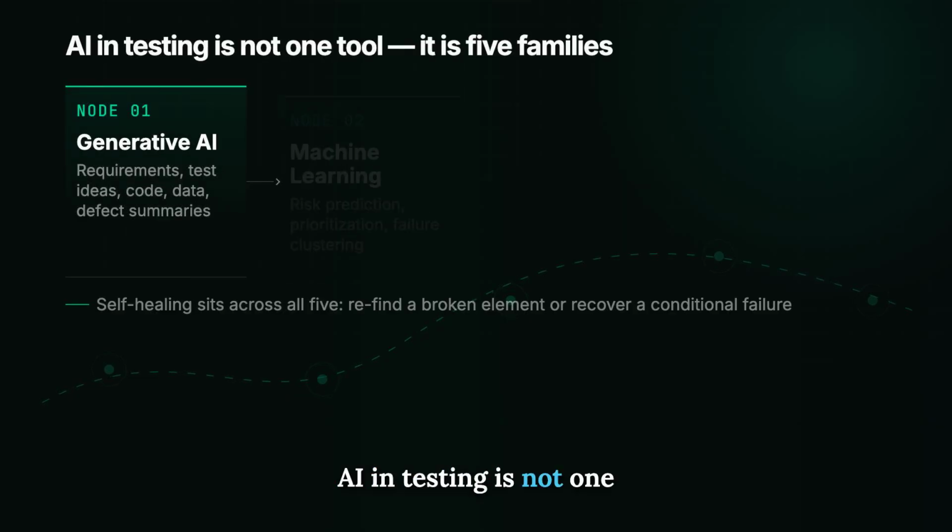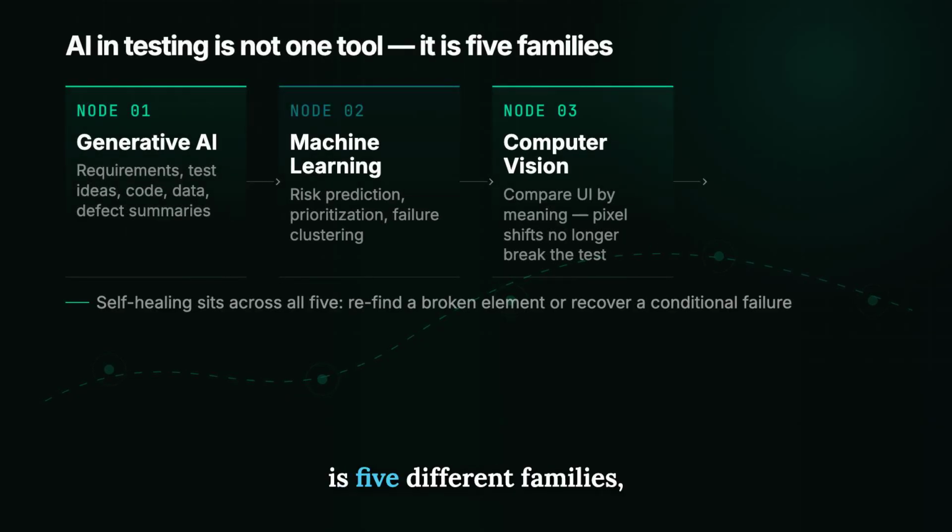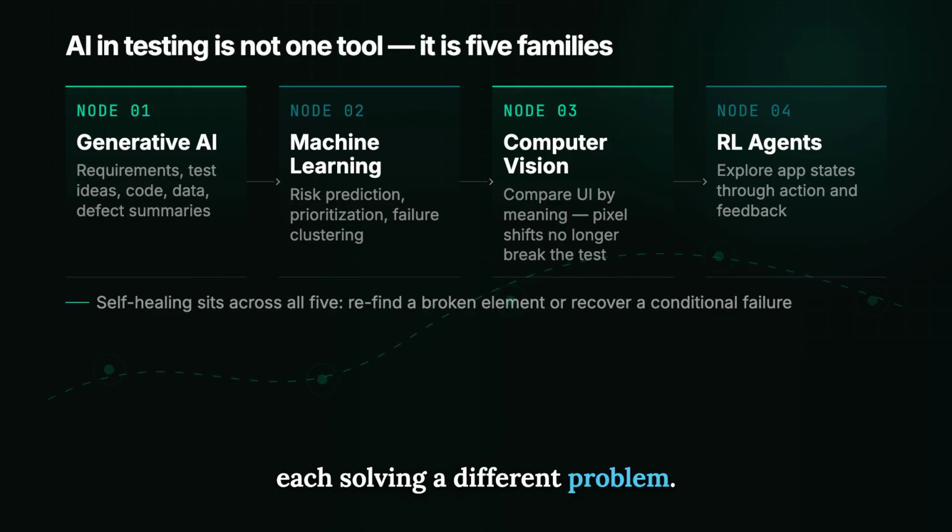AI in testing is not one tool. It is 5 different families, each solving a different problem. Generative AI analyzes requirements, writes test ideas, generates code, creates data, and summarizes defects. Machine learning predicts which areas carry the most risk, prioritizes what to test next, and clusters failures by root cause.